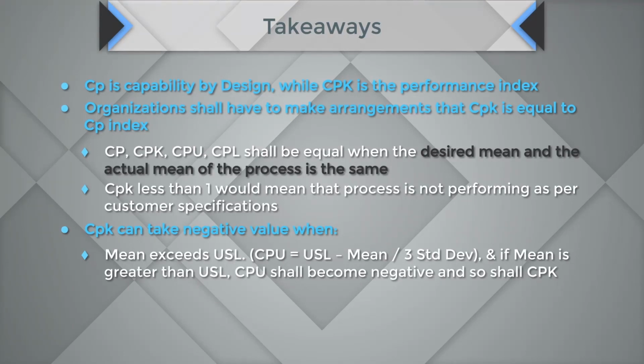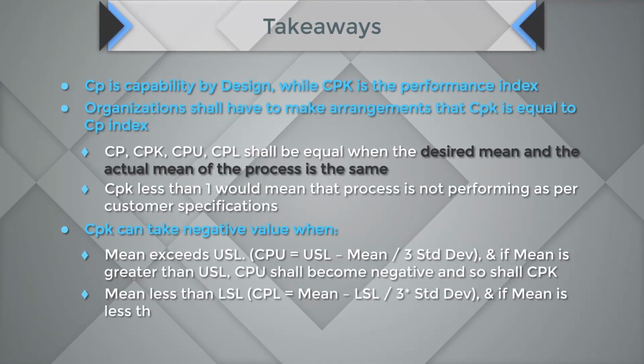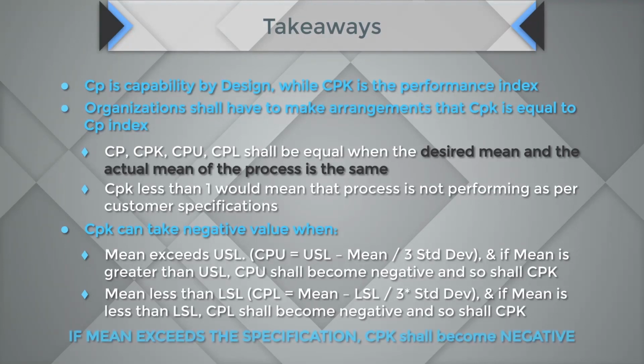Or if my customer wanted me to be not less than 120, going below 120, let's say my mean went to 110, my CPL will be equal to mean minus the LSL upon 3 standard deviation, which means if my mean is lesser than my lower specification limit, CPK shall become negative. I hope this gives you clarity about CPK.